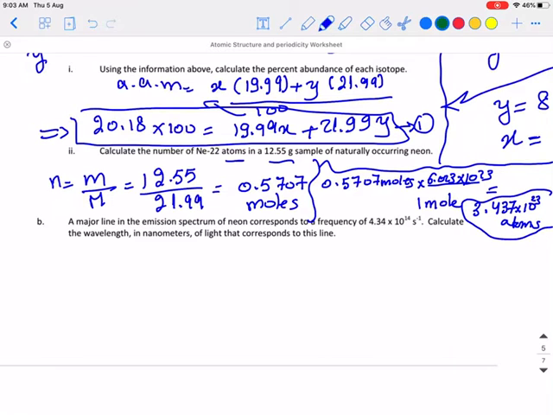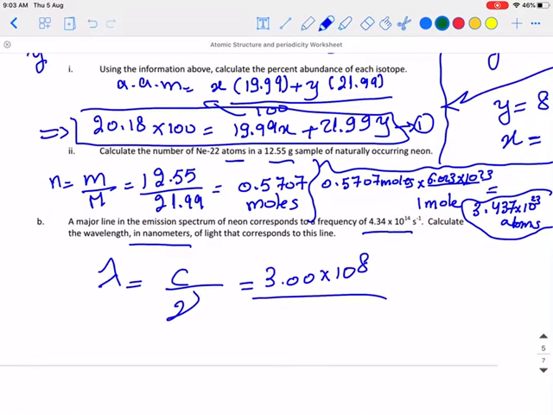Part B, a major line in the emission spectrum of neon corresponds to the frequency 4.34 times 10 to the power 14 second to the minus 1. Calculate the wavelength in nanometer. We want to find the wavelength, so lambda equals c over frequency nu. C is the speed of light, 3 times 10 to the power 8, over the frequency, which is 4.34 times 10 to the power 14. The answer is 6.91 times 10 to the power 3 meter.